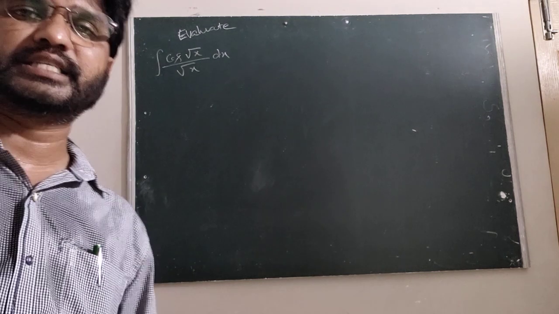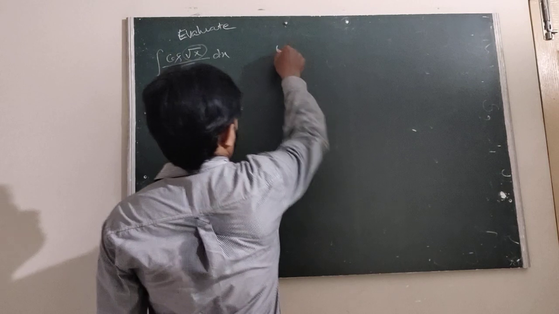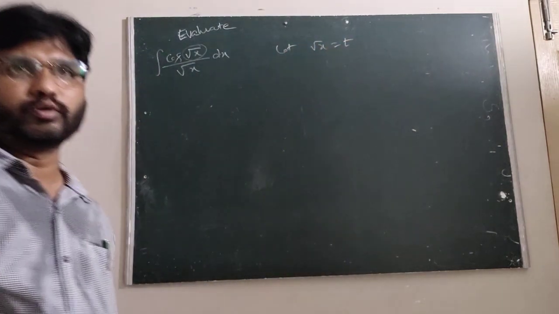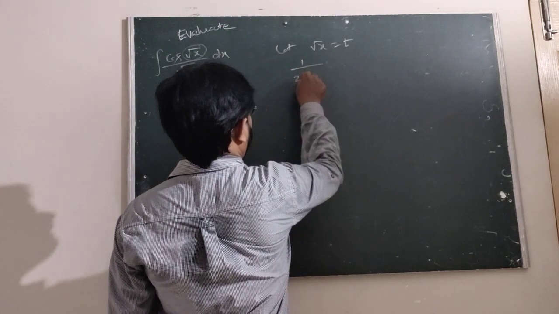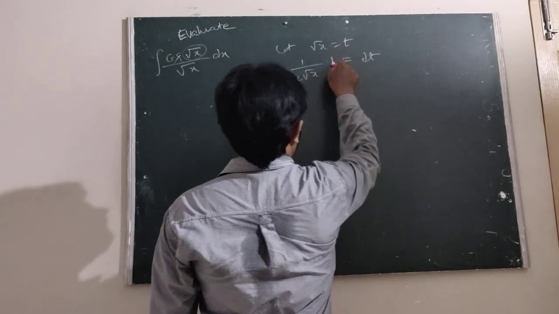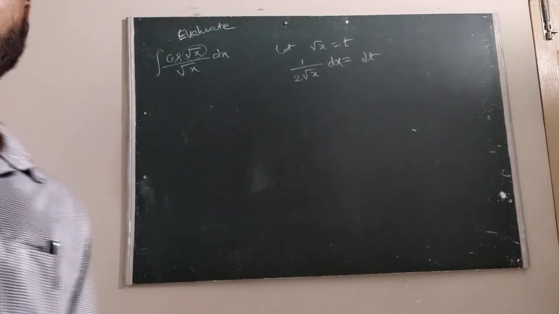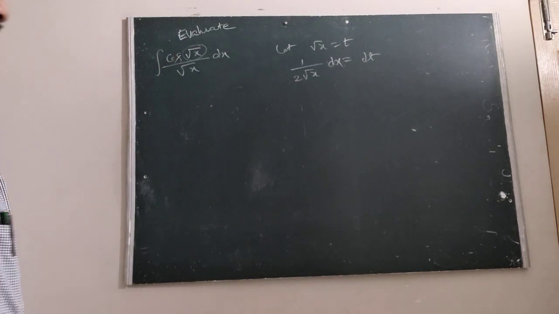Evaluate the integral of cos of root x upon root x dx. Here we are taking root x as t. Let root x equal t. Now differentiating on both sides. The derivative of root x is 1 by 2 root of x into dx. The derivative of t is dt. Is it okay? The derivative of root x is 1 by 2 root of x, and dx equal to dt.